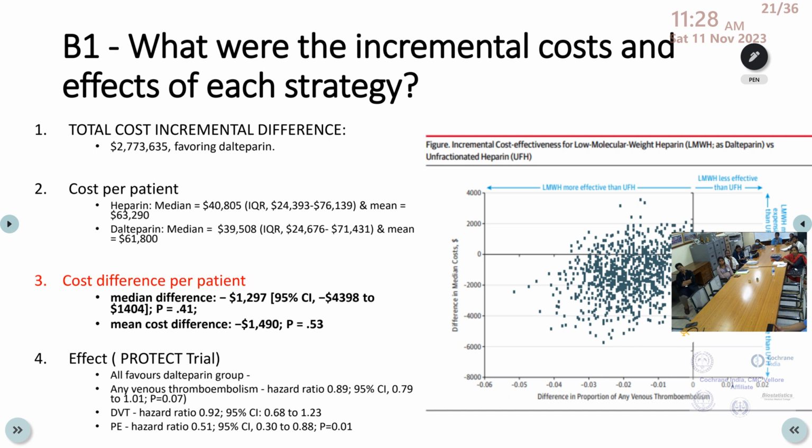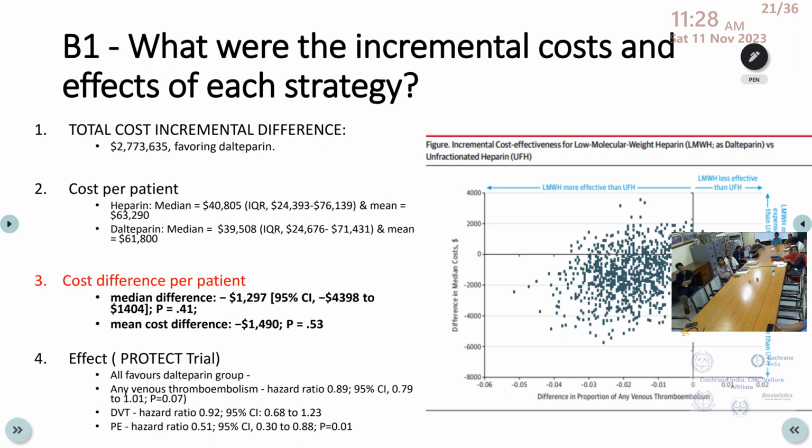Now the next point, is it better or worse? This is the economic analysis of the RCT, so the effect is taken from the RCT. In the RCT, all groups favored dalteparin. If you look at venous thromboembolism prevention, the hazard ratio is 0.89, with a 95% confidence interval of 0.79 to 1.01. So this tends to favor dalteparin more than heparin, with the added point that dalteparin is cheaper than heparin.